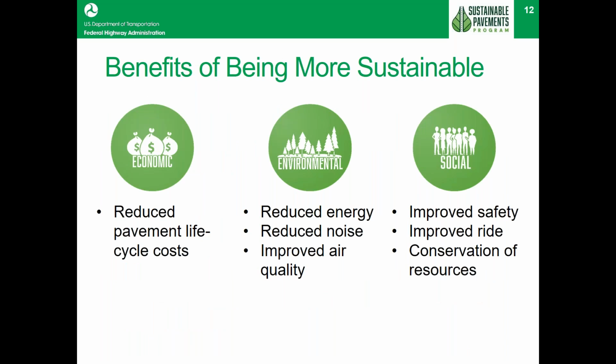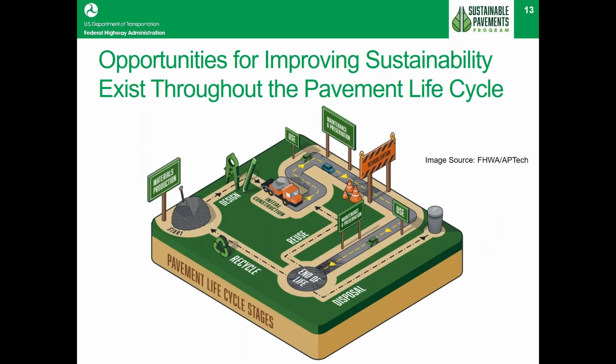So let's talk about some of the benefits of being more sustainable. This can be divided into three main categories, all pillars of sustainability. These are economic, environmental, and social categories. This slide shows some examples in each category. Reducing the cost is a benefit that those that are engineers know very well, but there are other benefits in the environmental and social categories that we should all be aware of and consider when we are making decisions on what technique is better suited to apply to our pavements.